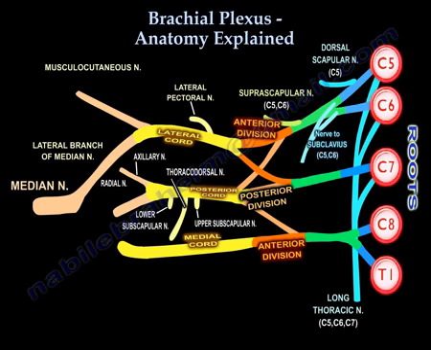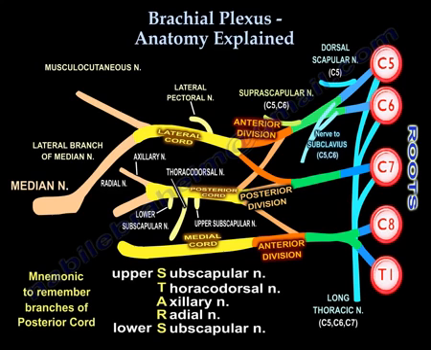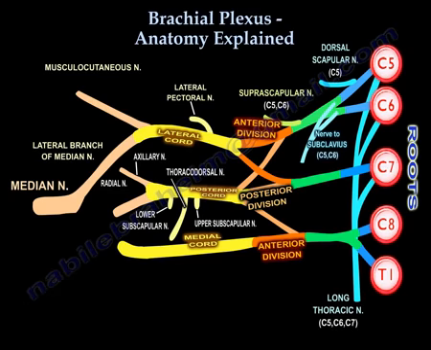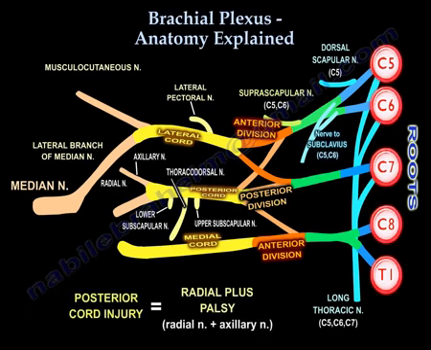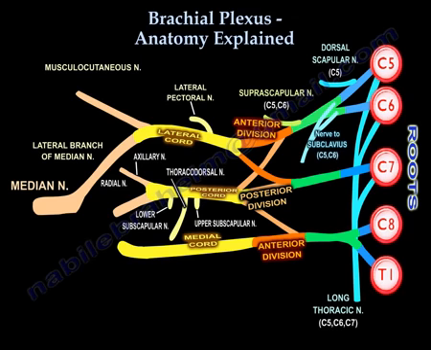Some people use the word STARS to remember the branches of the posterior cord. So in a posterior cord injury, you will have a radial plus an axillary palsy. Radial nerve palsy, which is wrist drop, plus an axillary nerve palsy.